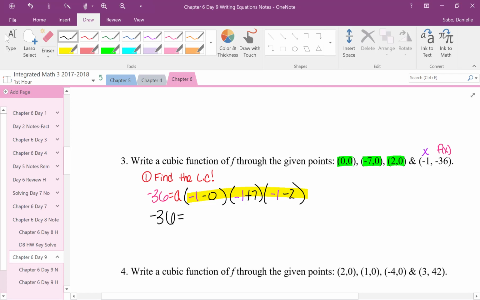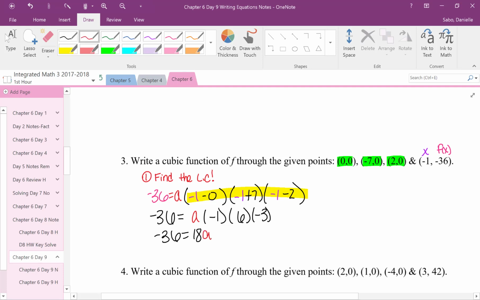Think about it. I got negative 1 times a positive 6 times a negative 3. What do you get? 18. Very good. So I'm just going to write that out for the sake of your notes. I got negative 1 times a 6 times a negative 3, which gets me that 18.